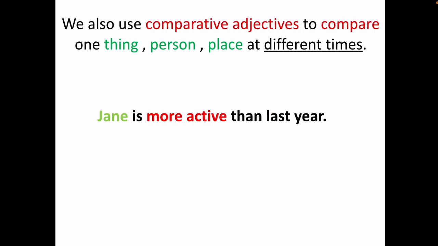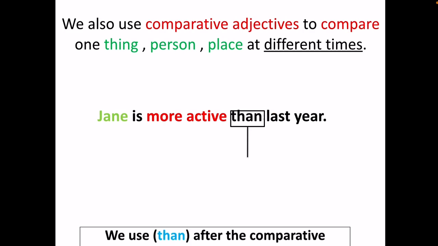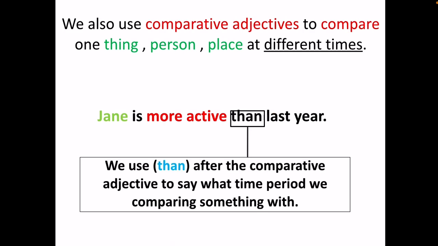Jane is more active than last year. Now here we compare Jane in the past and Jane today. We compared Jane in the present and Jane in the past. So here the comparison was between one person but in two different time periods. Here we use than after the comparative adjective to say what time period we are comparing something with.